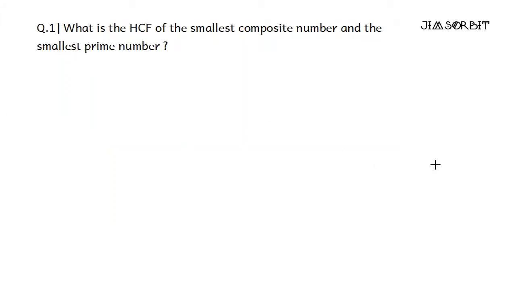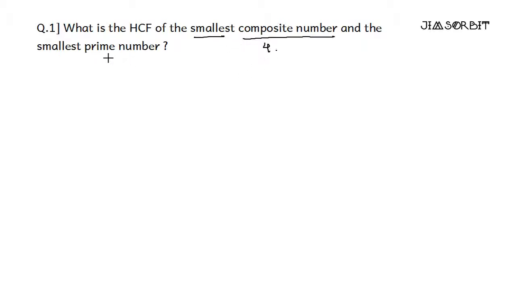Okay. So these are a few questions I have taken so that we can revise those concepts dealt with in video 1 and video 2. Question 1 is, what is the HCF of the smallest composite number and the smallest prime number? Remember, a composite number was a number having more than two factors. So this can be 4, 6, 8, 9, 10, correct? But they have asked us the smallest number, and hence this will be 4.